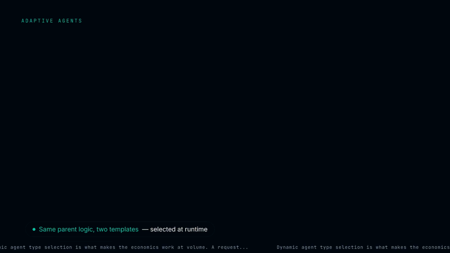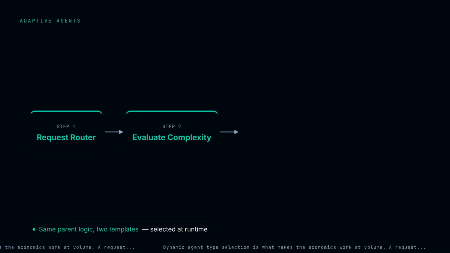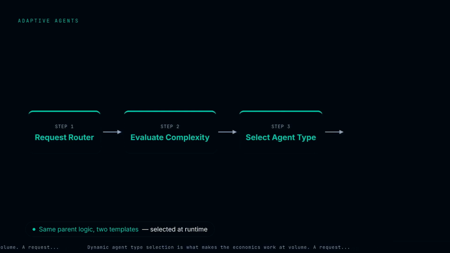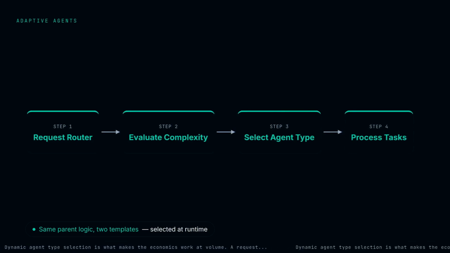Dynamic agent type selection is what makes the economics work at volume. A request router receives 1,000 simple queries and 10 complex ones. It spawns light agent instances, faster, cheaper, for the bulk, and heavy agent instances for edge cases. Same parent logic, 2 child templates, selected at runtime based on task characteristics.